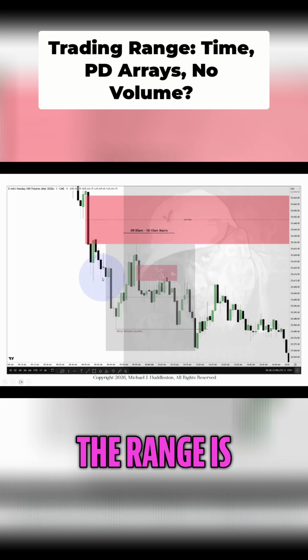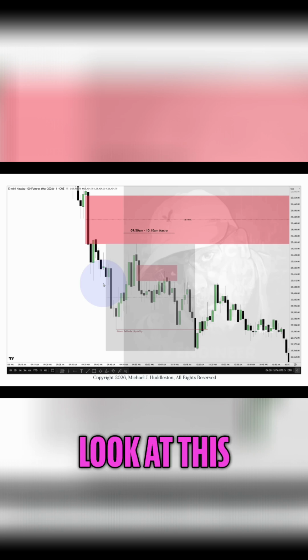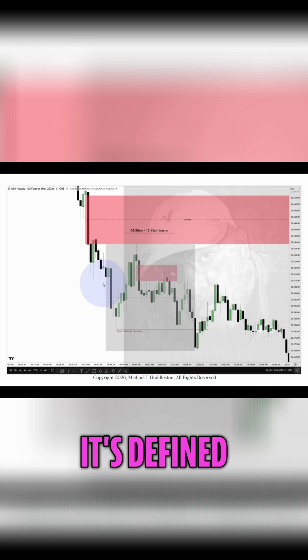The range is this right there. Now, think for a moment. You folks that like to use volume profile, you like to look for that point of control, value area high, value area low, and look at all that and look at this. When I'm looking at this range here, it's defined simply by time and my PD arrays.